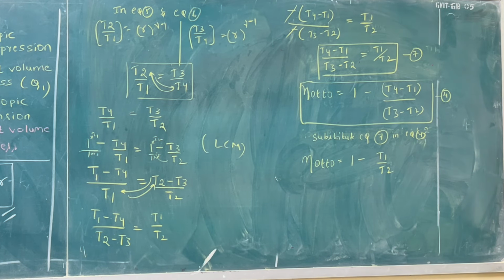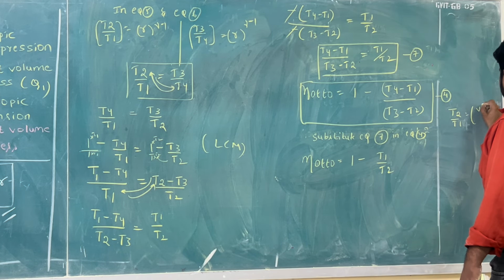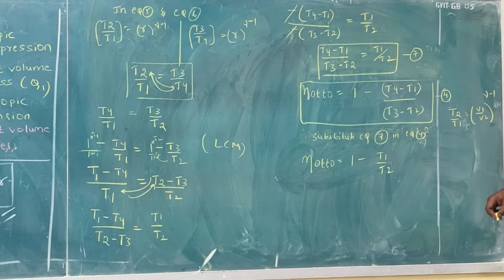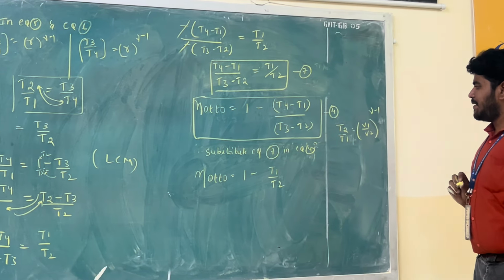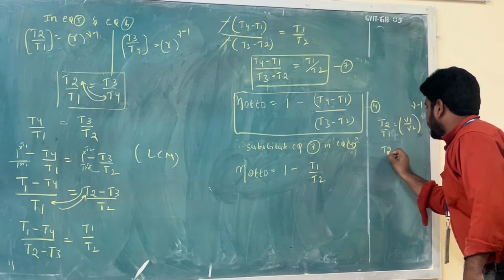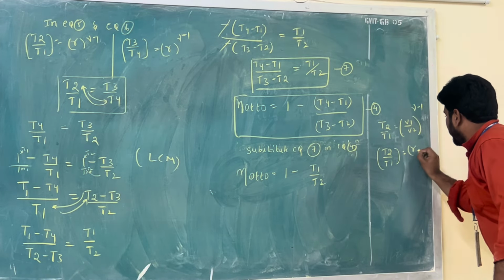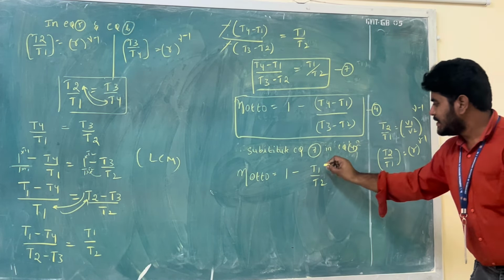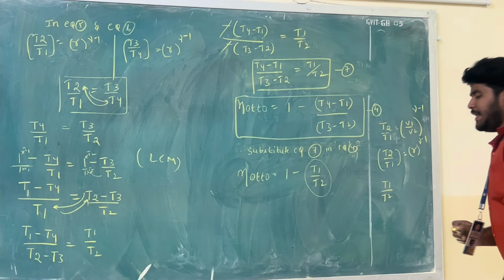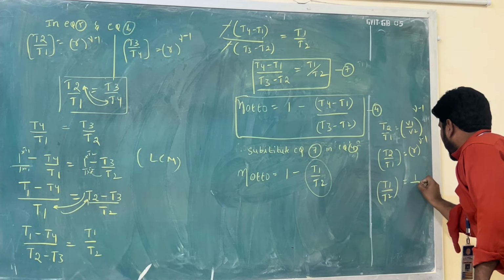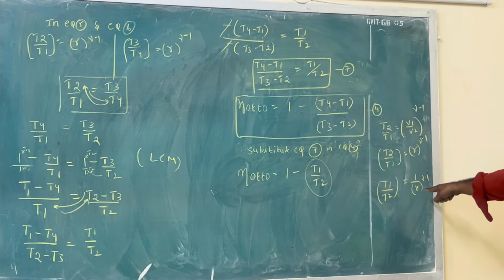We already have a formula that T2 by T1 is equal to (V1 by V2) to the power of gamma minus 1. I already told you this formula. Now I will write this T2 by T1, and I told that V1 by V2 can be taken as R, so it is R to the power of gamma minus 1. But here we have T1 by T2, so I will reverse this. If I reverse it, T1 by T2 can be written as 1 by R to the power of gamma minus 1.